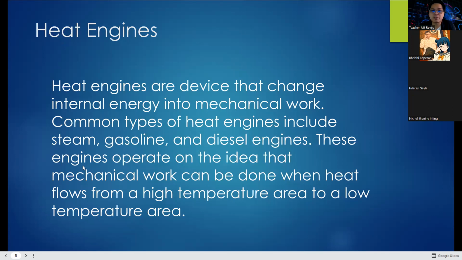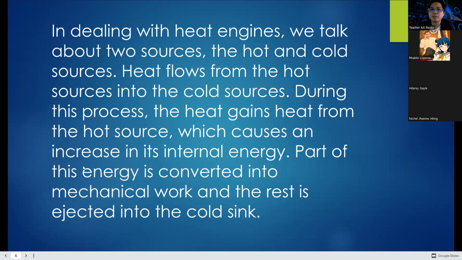These engines operate on the idea that mechanical work can be done when heat flows from a higher temperature area to a lower temperature area. Again, there is a transfer of heat from higher concentration to lower concentration, high temp to low temp. This is how your engines work. In dealing with heat engines, we talk about two sources, the hot and cold sources, because heat travels from higher temperature to lower temperature. This is the result.